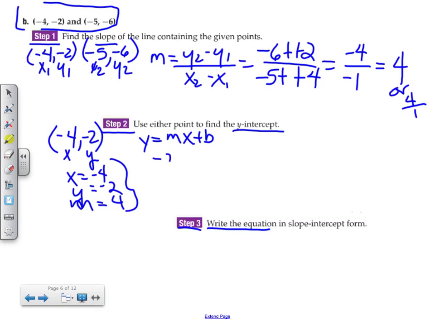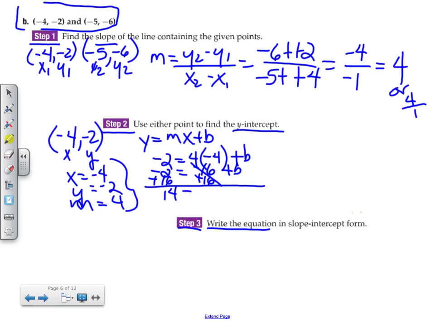Okay, we're going to put those into this equation. So y is -2 equals m, which is 4, times x, which is -4, plus b, and we're going to solve for b. So -2 equals -16 plus b. Add 16 to both sides. And we find out that 14 is what equals b. So our y-intercept is b, right? So where it's going to intercept on the graph is up at 0, 14. That's what the y-intercept means.